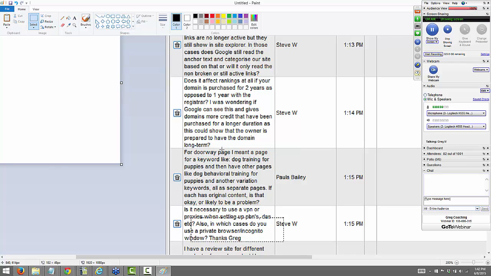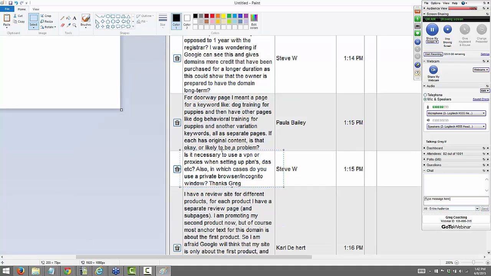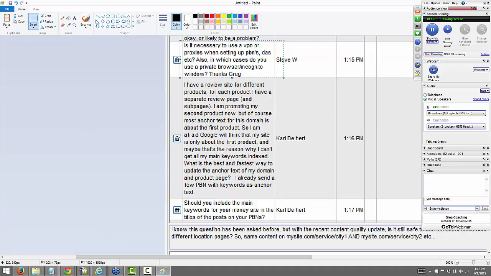From Steve, is it necessary to use a VPN or proxies when setting up PBNs, DAs, etc.? I don't, Steve. In what case do you use a private browser incognito window? I usually always use private incognito when I'm doing searches, just because it helps. But I'll use Internet Explorer now when I log into my PBNs and stuff. I won't use Chrome for that usually. But when I'm doing searches on Google, I'll just do incognito because it shows the best results, or the most accurate results, I should say.